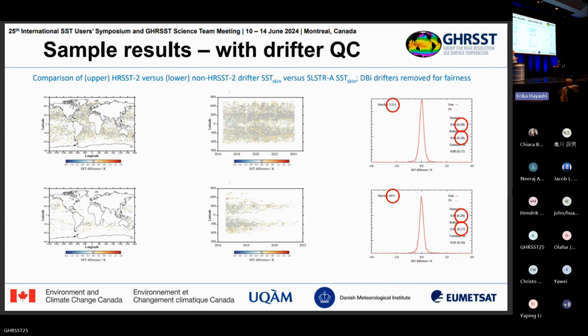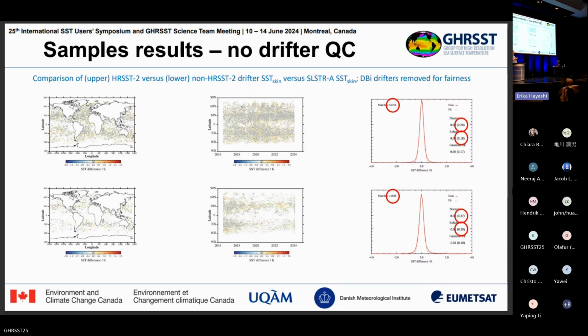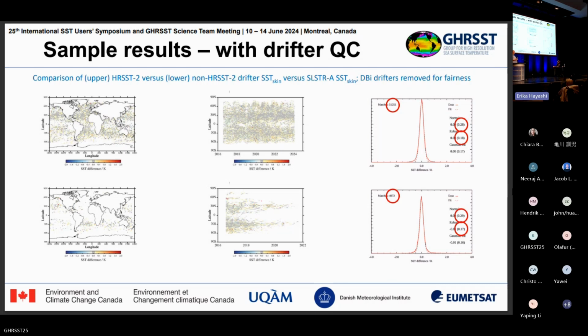But the biggest changes are over here, and that's to compare the number of matchups between the two slides. So in this one, we've still got over 51,000, and this is down to 5,000 on the previous one. So we've lost nearly 50% of our matchups for non-HRSST drifters using the QC, whereas for the HRSST drifters, we've lost about 100. So that clearly shows how good the HRSST drifters are, because extensive quality control is removing very few matchups.